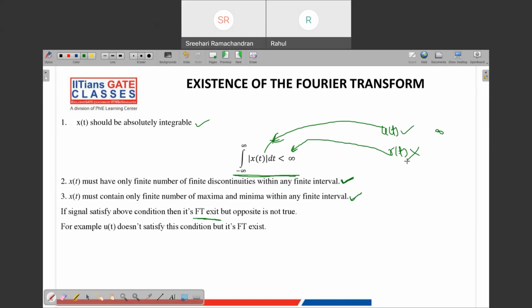Sometimes they directly ask based on this property which of the following criteria should be met to find the Fourier transform of the signal. So the question can be asked directly based on this condition. Anyone has any doubt here?